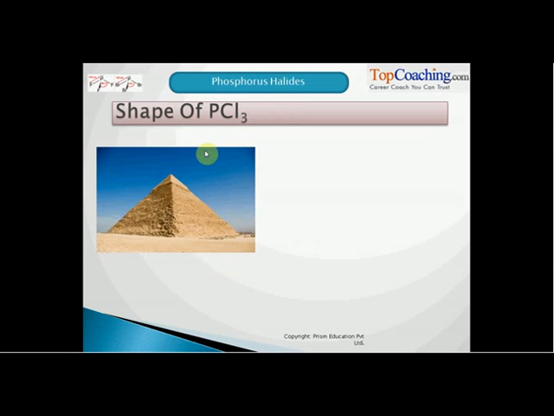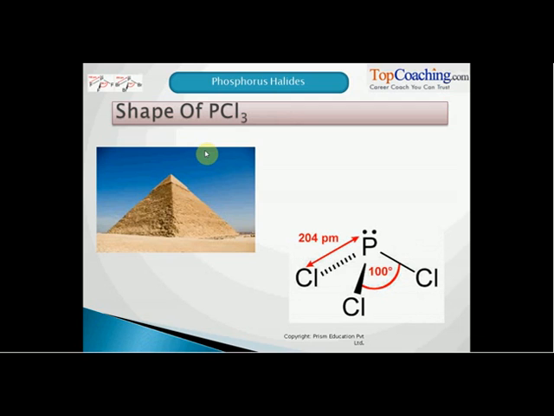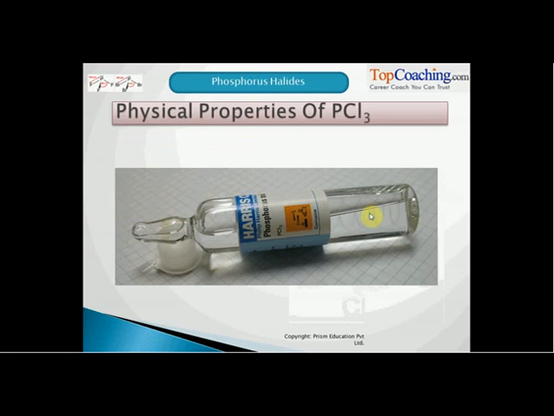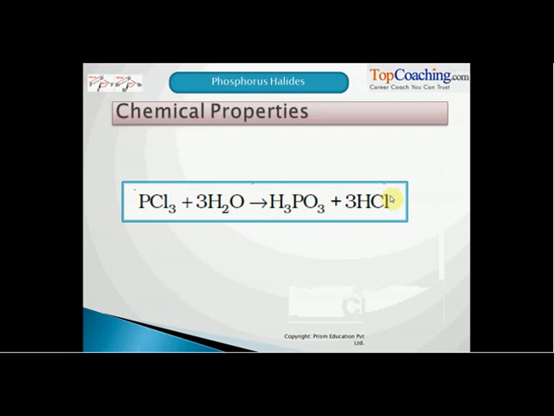Now, what is the shape of PCl3? It is pyramidal in shape, right? This is how a pyramid looks, and hence PCl3 is pyramidal in shape. Phosphorus chloride is a colorless liquid, as we can see over here.